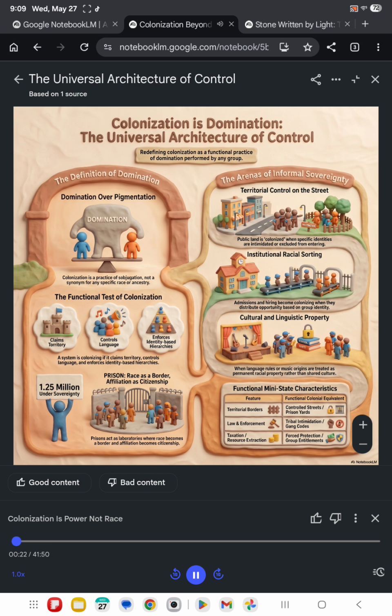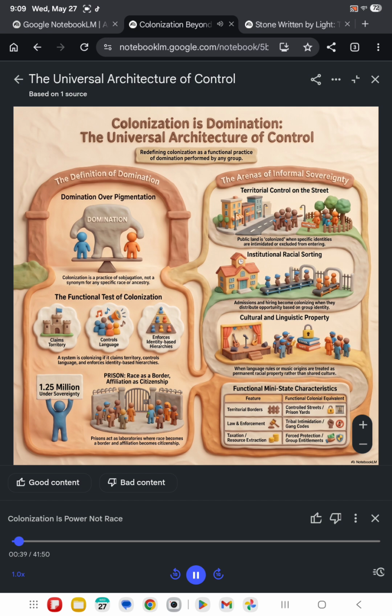Exactly. But the highly provocative text we are diving into today looks at that exact same street and calls it something entirely different. It calls it a miniature sovereign state. It calls it a colony. Which completely reframes how we look at power, doesn't it?